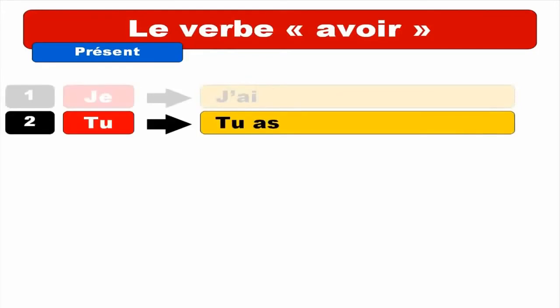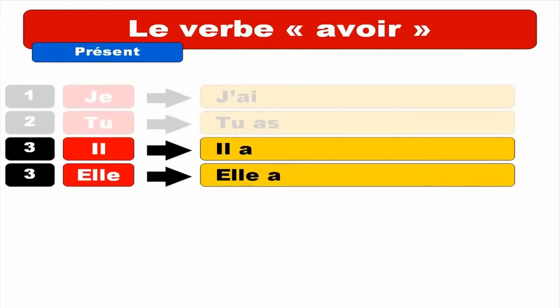Second form for tu, it's tu as. Repeat. Tu as. Okay. Third form, il and elle, so masculine. Il a. Repeat. Il a. Feminine form, elle. Elle a. Repeat. Elle a.